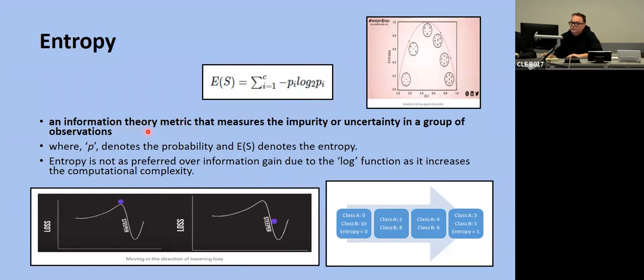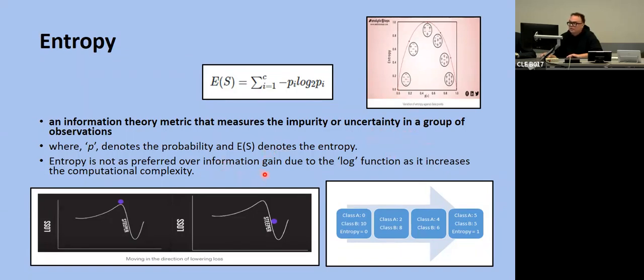It's an information theory metric that measures the impurity or uncertainty in a group of observations. This shows negative, positives, mixed, and then you're up here. You want to hit around 1. If you're at 0, it shows that it's not a good entropy. It's not a good data set to use or tree to use.